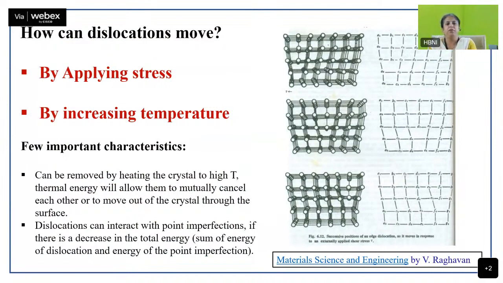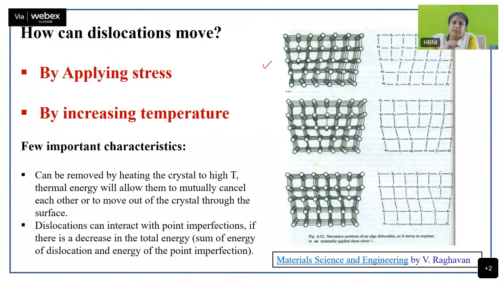Okay. Now, coming to the new thing today, how can dislocation move, right? Suppose we have some dislocation and we are able to see it by microscope and we want to remove it. So how can we remove the dislocation? They can be removed either by applying stress or by increasing temperature. And how can we do that? This cartoon on the right hand side will show you how.